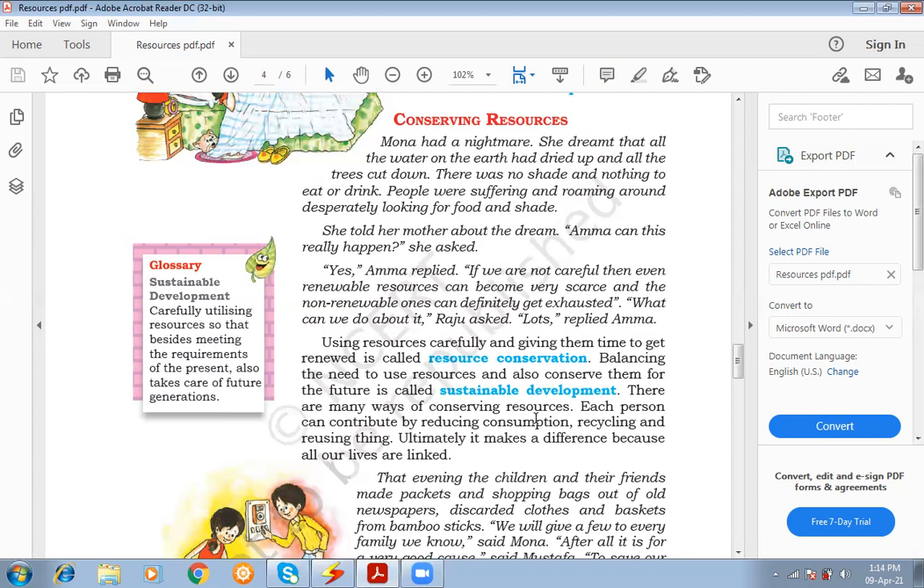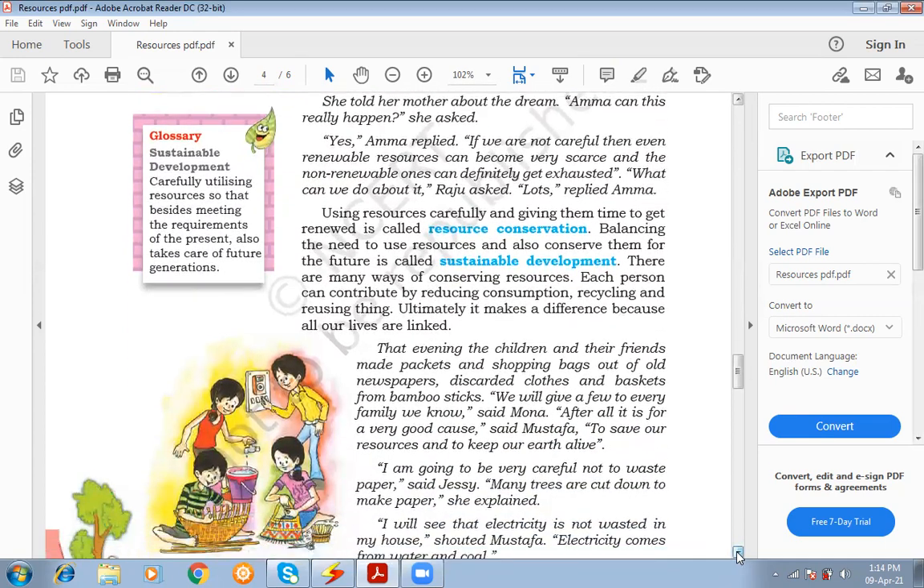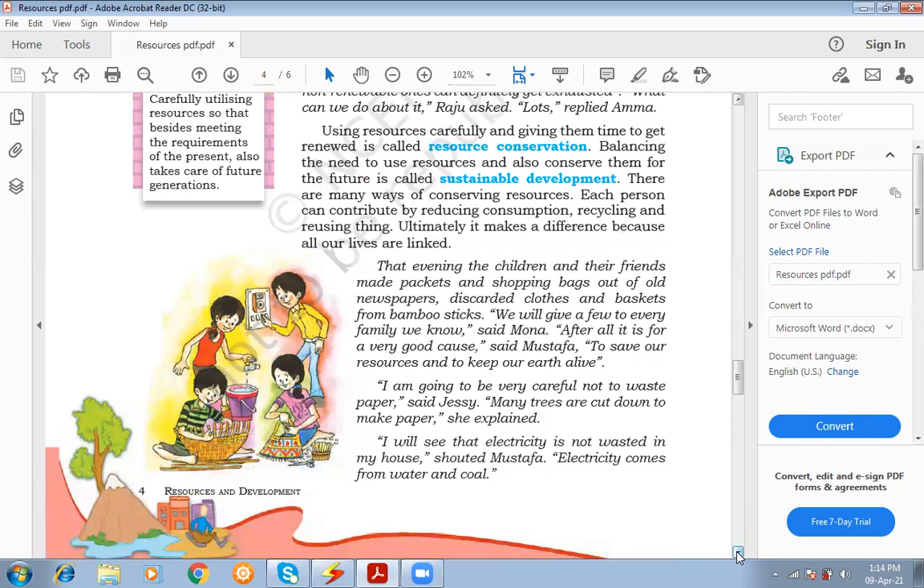So there are many ways of conserving resources. Each person can contribute by reducing consumption, recycling, and reusing things. We have a lot of waste things at our home, so try to make something beautiful out of it. We always give you activities like create something out of waste, best out of waste. Why do we give those activities? Just to arouse that feeling in you that even waste things can be made useful, and you should learn to save the environment.